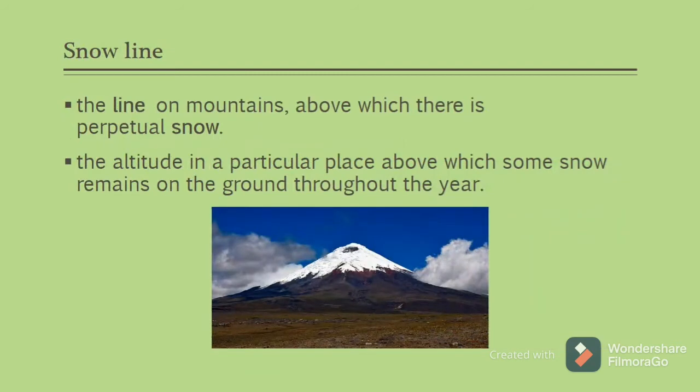Snow line is the boundary between a snow-covered and snow-free surface. So, it is the line on mountains above which there is perpetual snow. Perpetual snow means permanent snow. So it means the altitude in a particular place, specifically in mountains, above which some snow remains on the ground throughout the year as permanent snow.